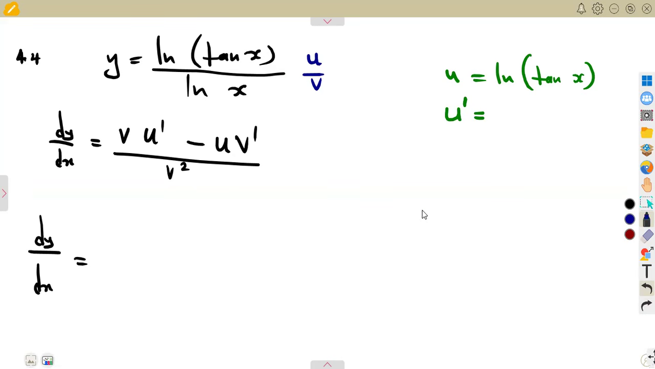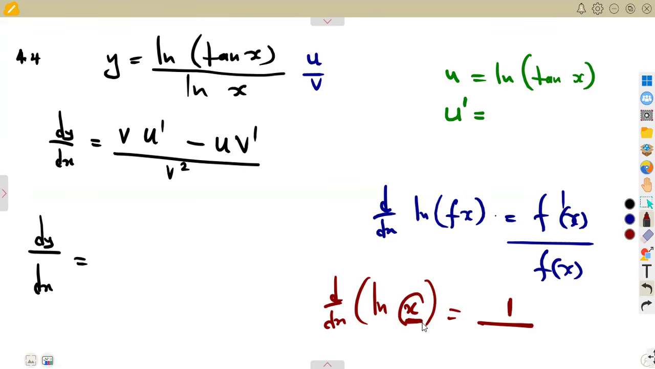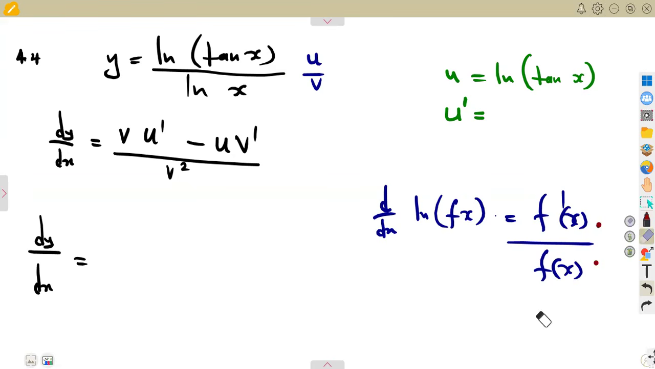Remember, if you are given ln f of x, the derivative of ln f of x is equal to the first derivative of f of x over f of x. Just like you are given the derivative of ln x. How do you differentiate ln x? The derivative of x is 1 over that f of x, which is over x. So it's first derivative over f of x. There is somewhere which it is taken from.